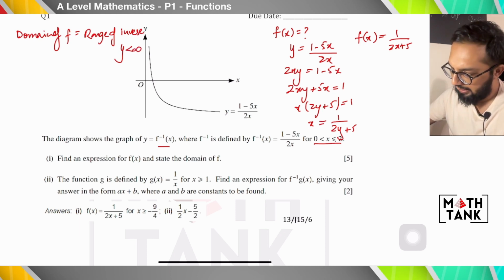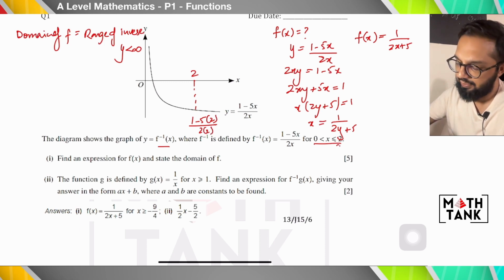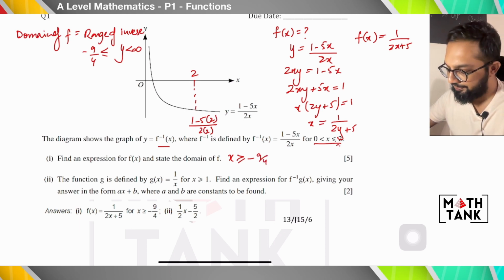But what is it greater than? It's stopping at 2, so I can find out the value at 2. How would I find that out? I'd say y equals 1 minus 5 times 2 divided by 2 times 2, and that's going to give me minus 9 over 4. So that was greater than or equal to minus 9 over 4. So the domain of f will also be x is greater than or equal to minus 9 over 4.